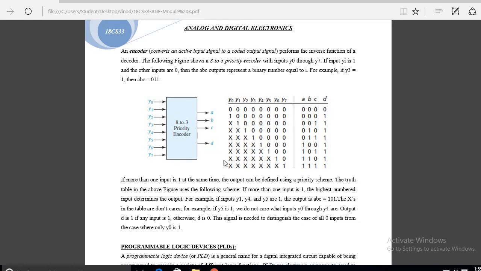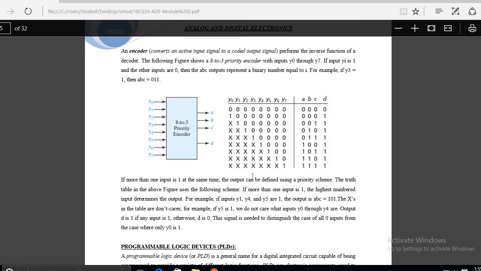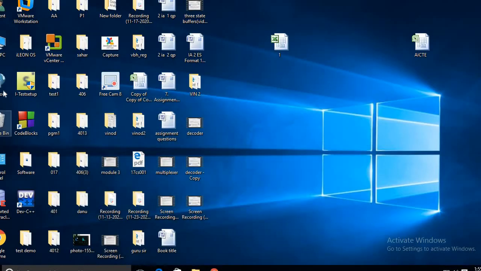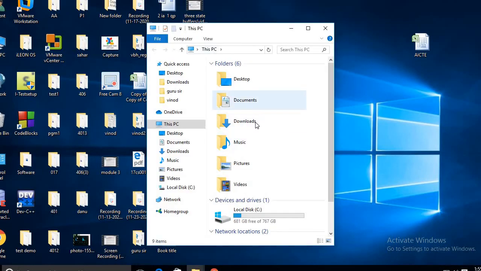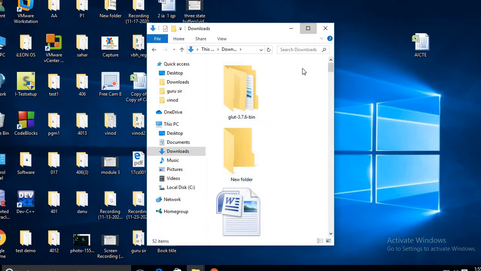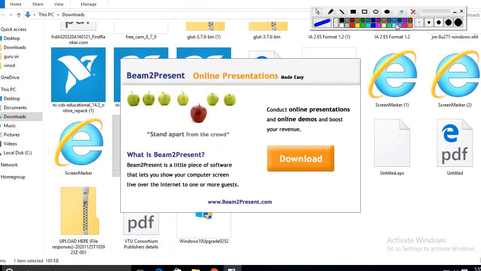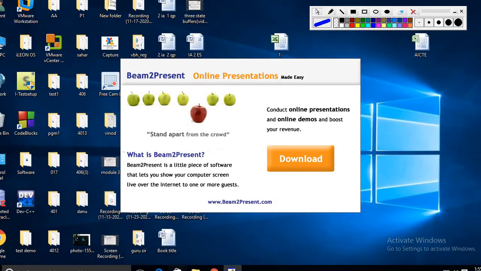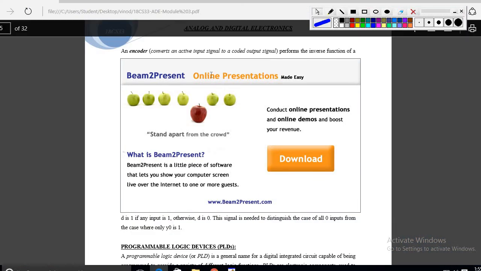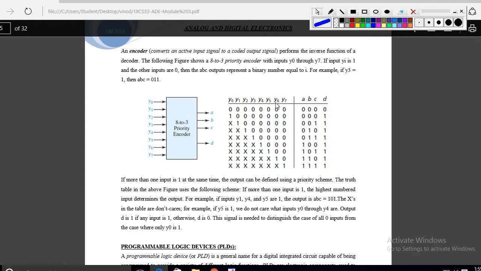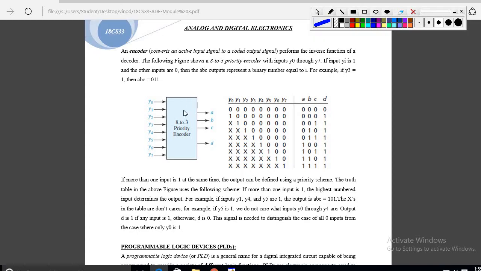And what exactly is D? I will tell that while explaining the truth table. The following figure indicates the 8 input lines and 3 output lines, and D is also one of the output lines, but a specific condition applies to this particular output.